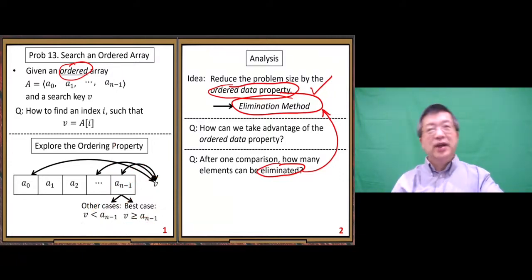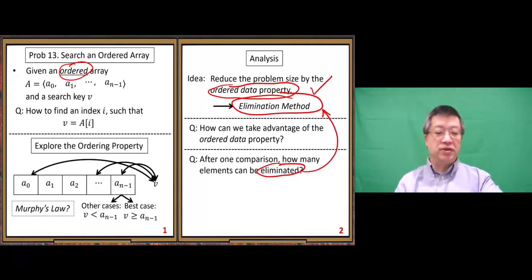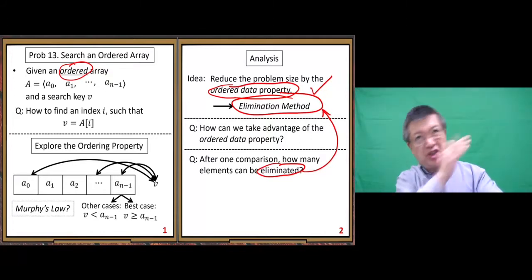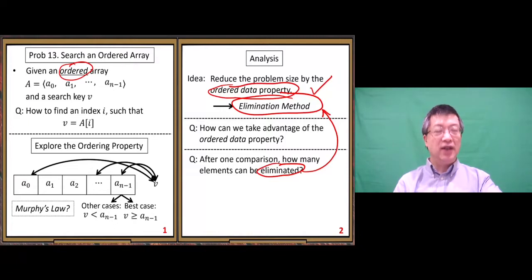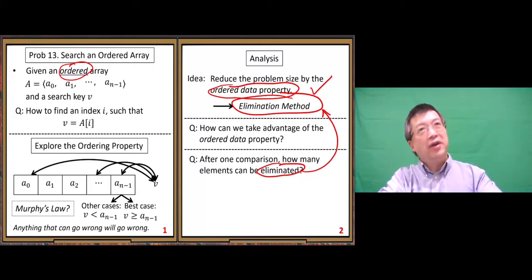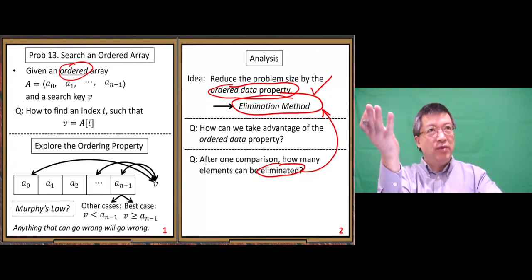So you can see we should not focus on the best case. We should focus on the worst case. Another thing related to this phenomenon is Murphy's Law. People talk about this Murphy's Law, which is something related to the worst case. It means anything that can go wrong will go wrong. That's the worst case: something really bad could happen, will go wrong.